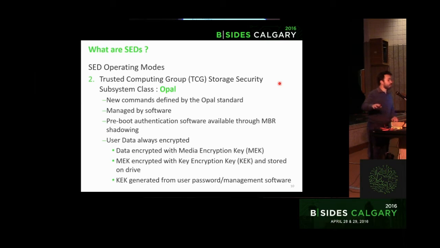It's just that the way this works is the data is encrypted with a media encryption key, and then this media encryption key is encrypted with another key, which is called the key encryption key, and the encrypted version of the media encryption key is stored on the drive, and then the key encryption key is not stored anywhere. This is derived from the user password or the management software that unlocks the drive. So the drive is encrypted when it leaves the factory. It's just that the key encryption key, the key that unlocks the drive, is typically set to 00000.